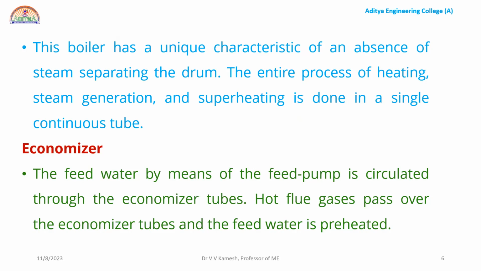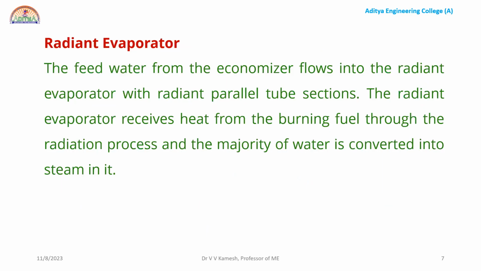And the various elements, as I told you earlier, start with the economizer. In the economizer, the feed water, by means of the feed pump, is circulated through the economizer tubes, and hot flue gases pass over the economizer tubes and the feed water is preheated.